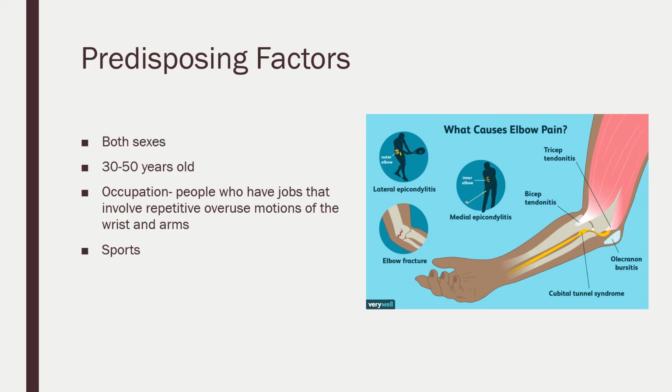Predisposing factors of lateral epicondylitis include both sexes, male and female, 30 to 50 years old, your occupation, depending on people who have jobs that involve repetitive overuse motions of the wrist and arms, and if you play any sports.